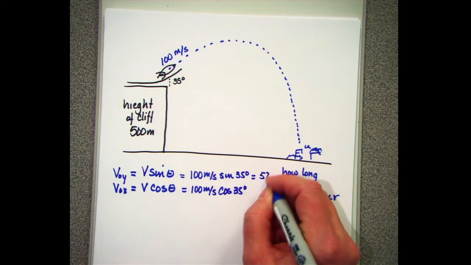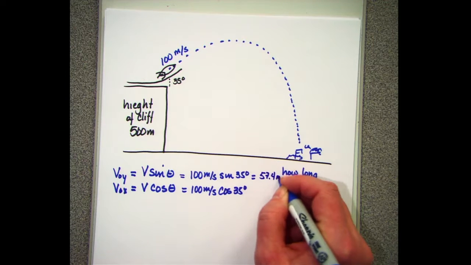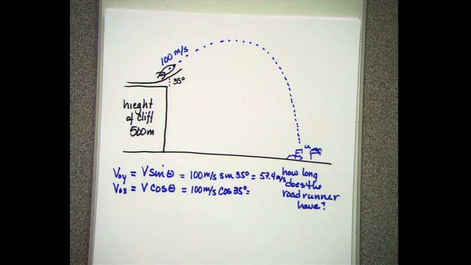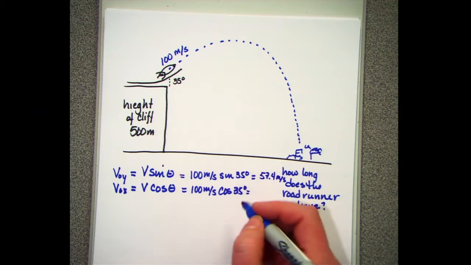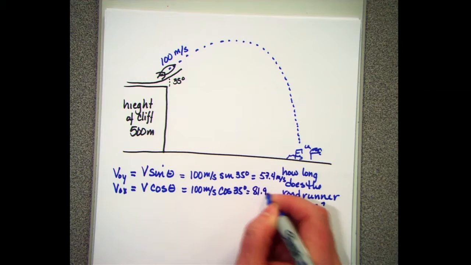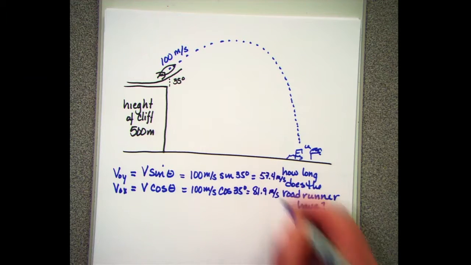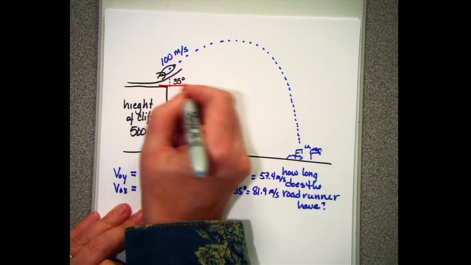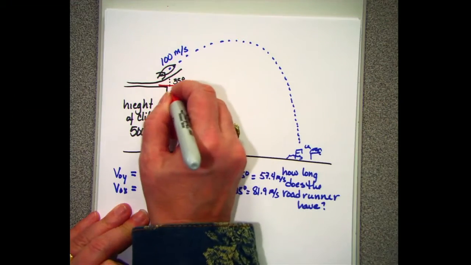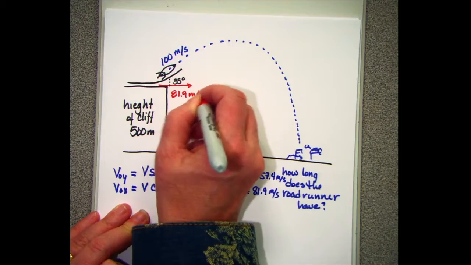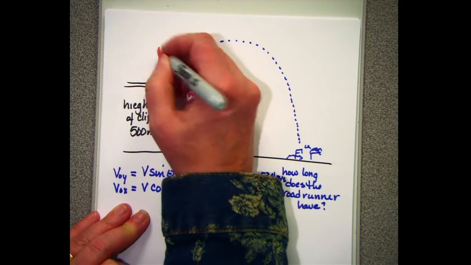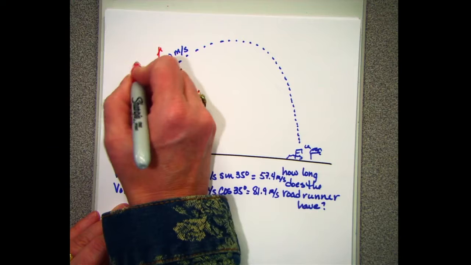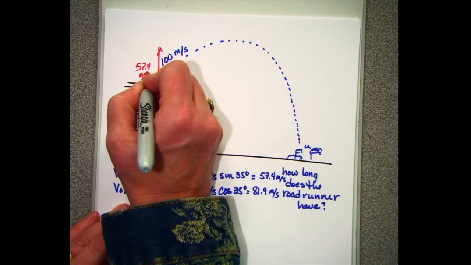this gives me 57.4 meters per second. This one gives me 81.9 meters per second. So I can actually put that in my picture. We know that the x part is going at 81.9 meters per second, and we know that the y part is going at 57.4 meters per second.